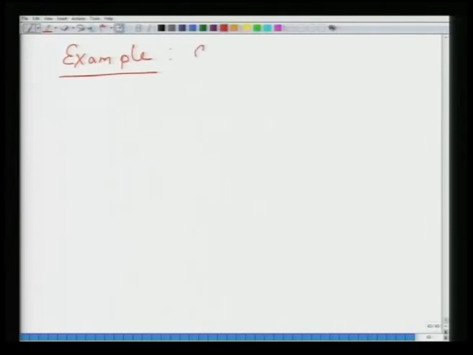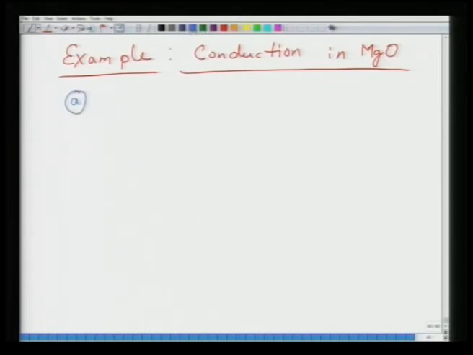So, the example we will take is conduction in magnesium oxide. Okay. Not that magnesium oxide is a very useful material from the conductivity point of view. We will just take this example to illustrate our point. So, let us choose a temperature of 1600 degrees centigrade, which is 1873 Kelvin.